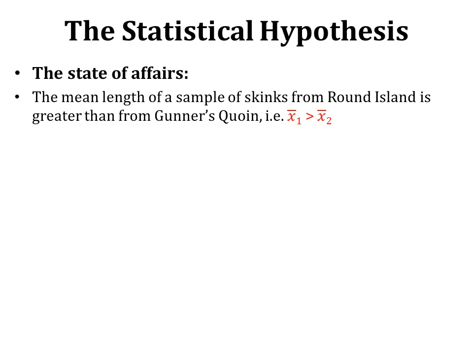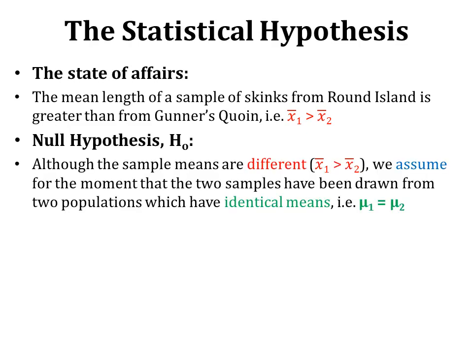So we want to see if this happened by chance, or if this difference actually exists in the population. So we need to check whether it is actually true that the skinks on Round Island are larger than the skinks on Gunner's Queen, or this difference is just because of some sampling error. So for that purpose, we need to do the statistical testing, and for that purpose, what is the first step? We need to make a hypothesis.